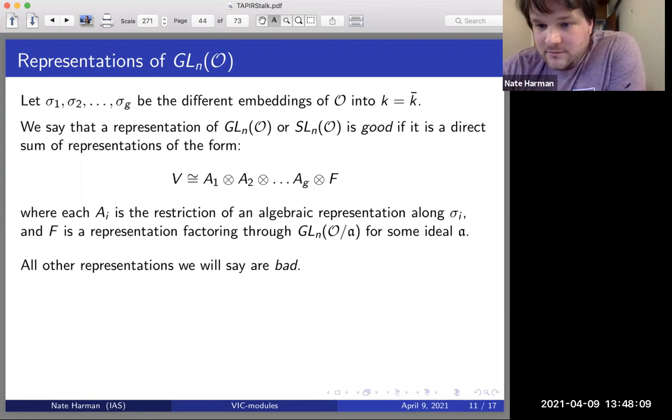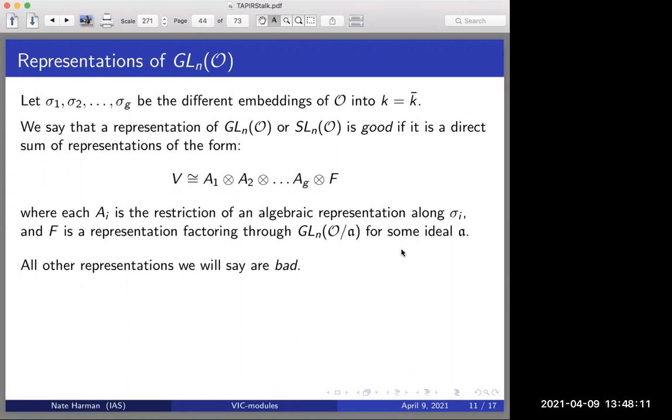Can I ask a question? Yeah. To what extent is this similar or different to a representation of the restriction of scalars of GL_N to Z?